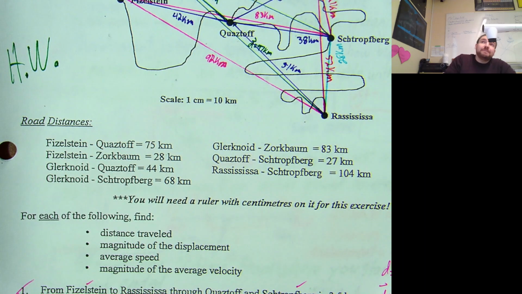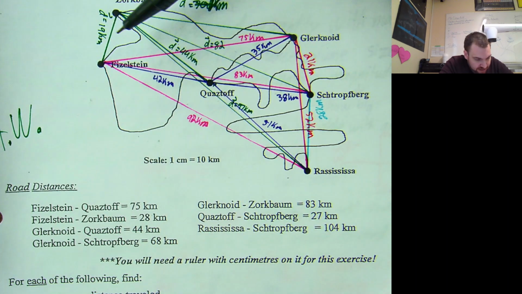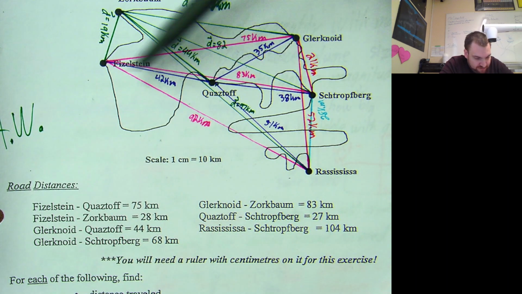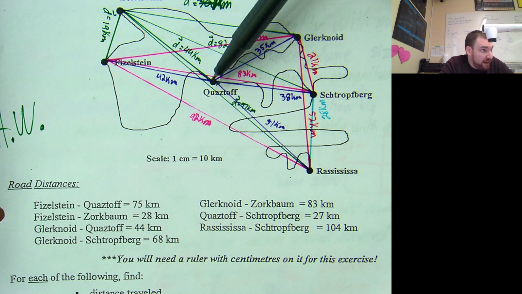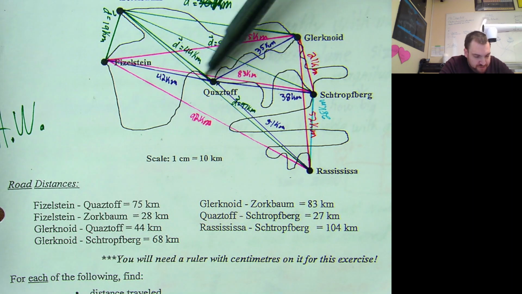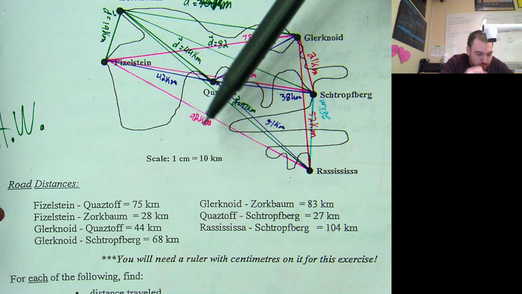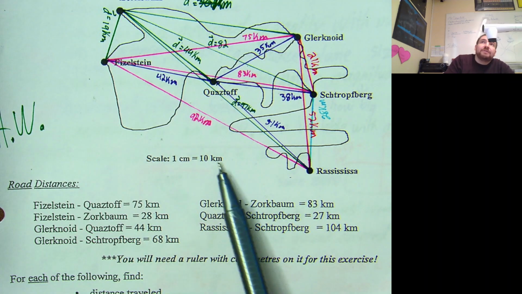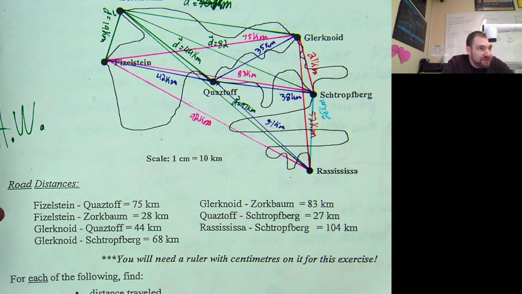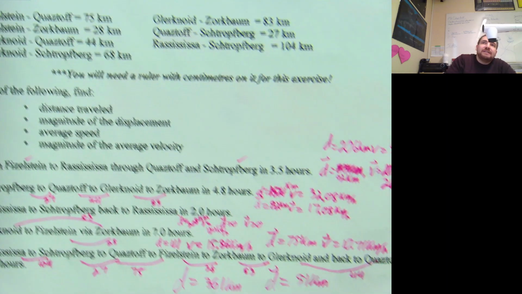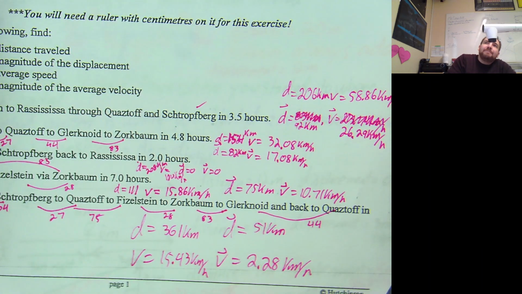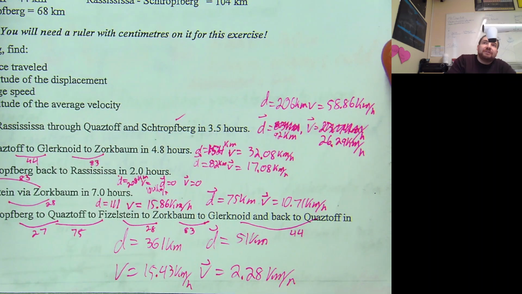But if we want displacement, that is the measured straight line distance from Fizzlestein to Quatsov as if you flew direct. So my measurement there was 4.2 centimeters, and we're told that 1 centimeter is 10 kilometers, so 4.2 centimeters is 42 kilometers, and so that's how I came up with that. So our displacements and our velocities will likely be a little different, depending on how you measured. If you went center to center, it's going to be different. But if you're close, we don't have an issue here. So these are my answers.